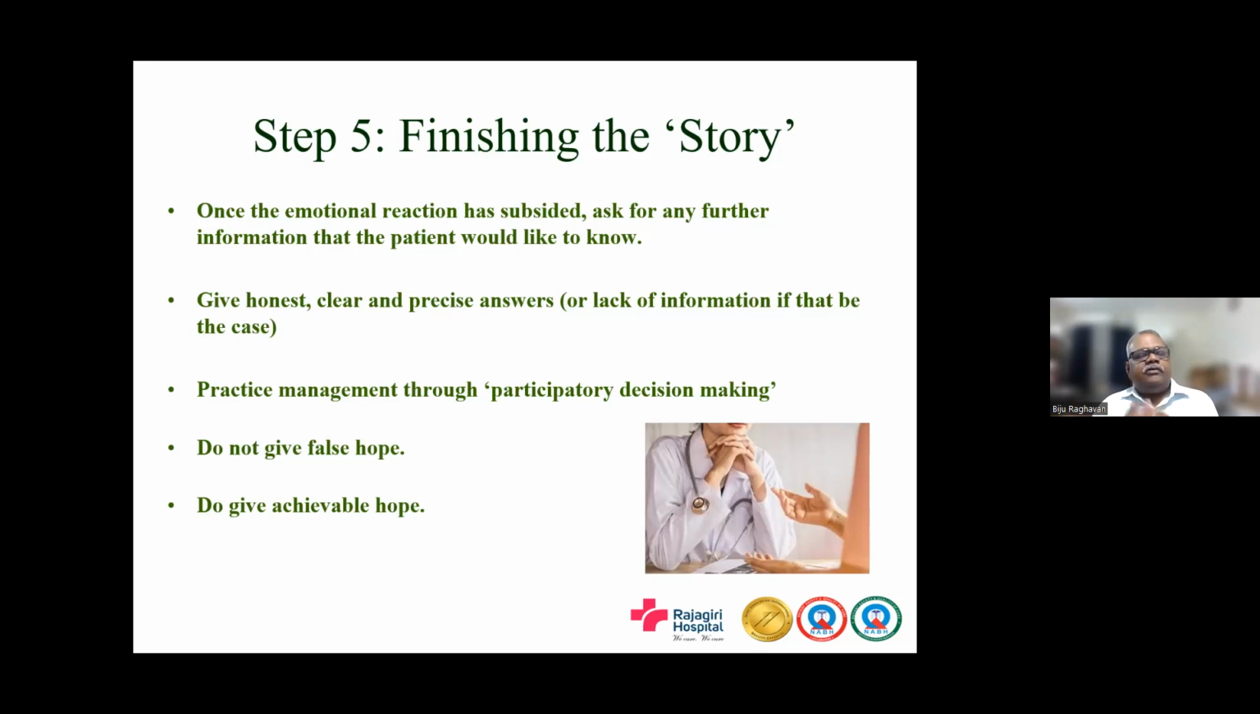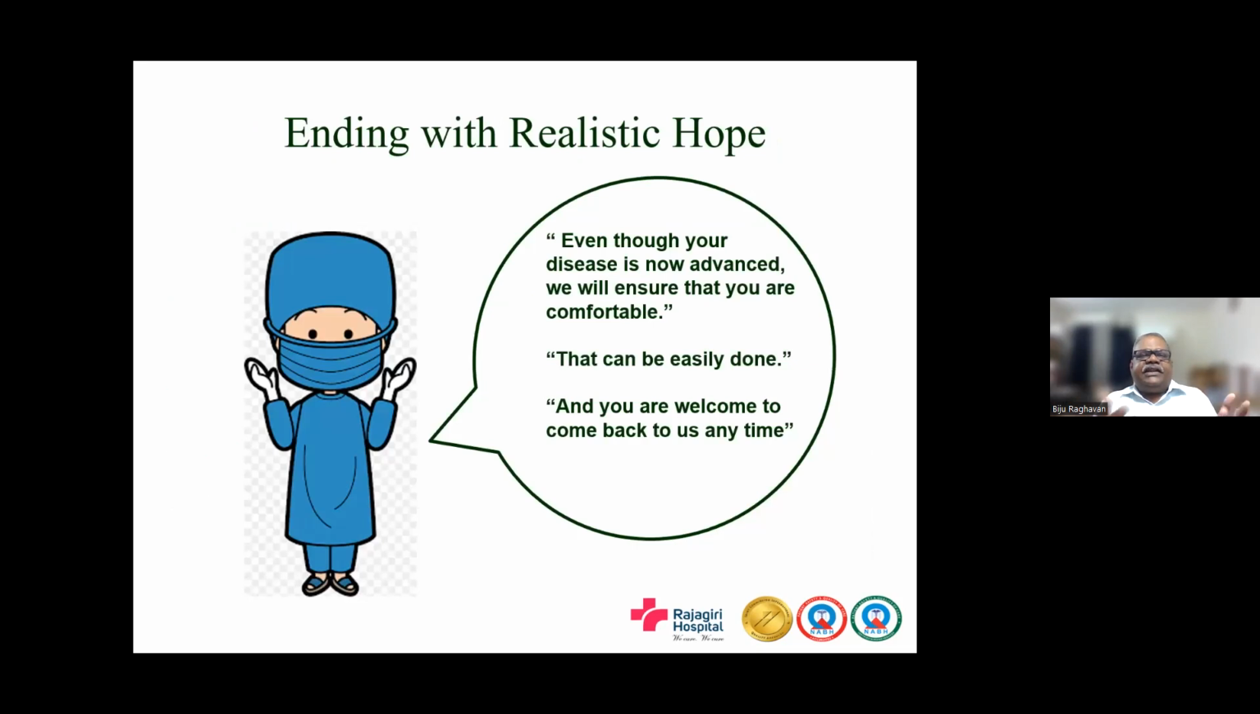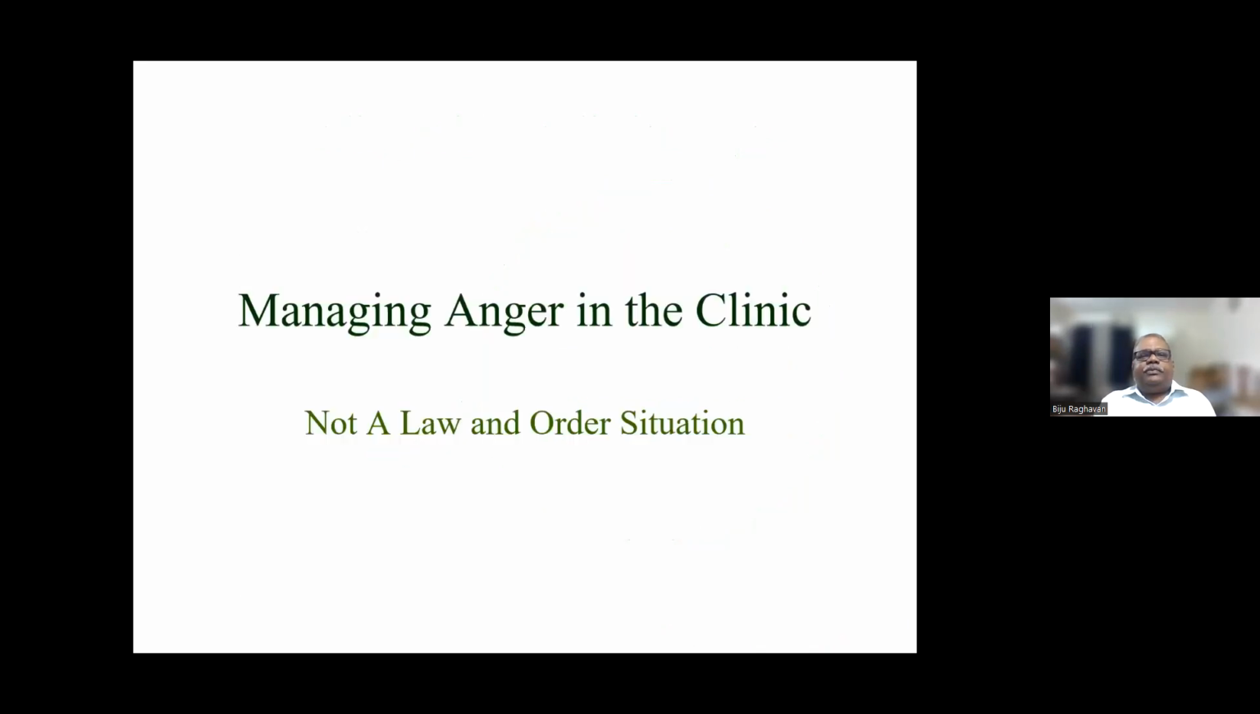Therefore, we should always give hope, but it should be realistic hope, it should be achievable hope. And we talked about practicing management, decision making through participation, and all of those things is something that we will do after all the emotions have been drained out. So this is where we stop. So this is an example of realistic hope. Even though your disease is now advanced, we will ensure that you are comfortable. That can be easily done, and you are welcome to come back to us anytime you want. So this is just an example of giving realistic hope.